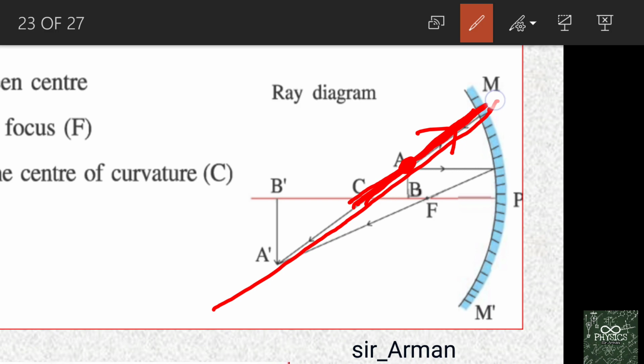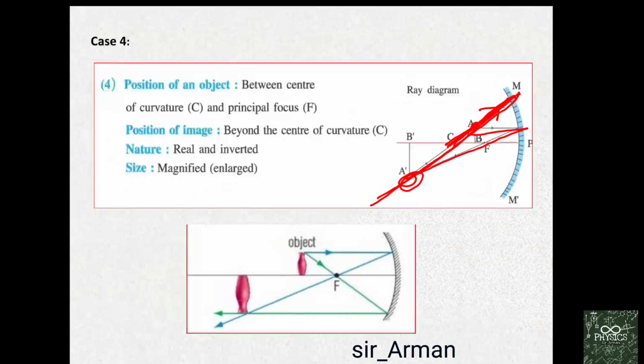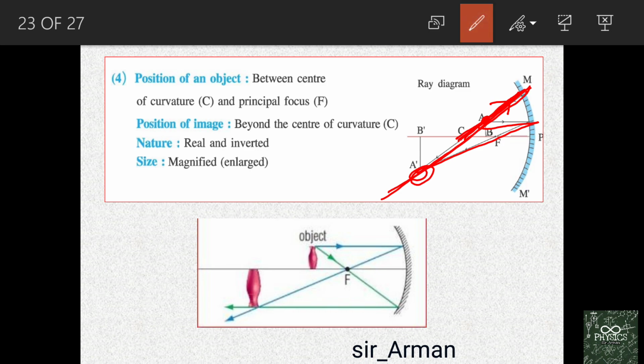So this ray, which is from the center of curvature, and this ray passing from the principal focus, they will meet here. Where the rays meet, we get the image at that point. So here our object is placed between the center of curvature and the focus, and we have obtained the image which is magnified.